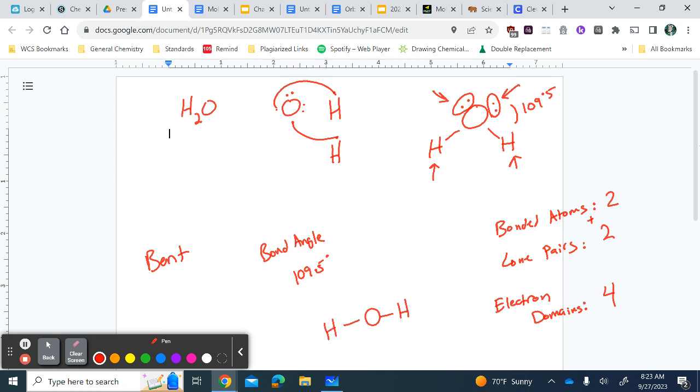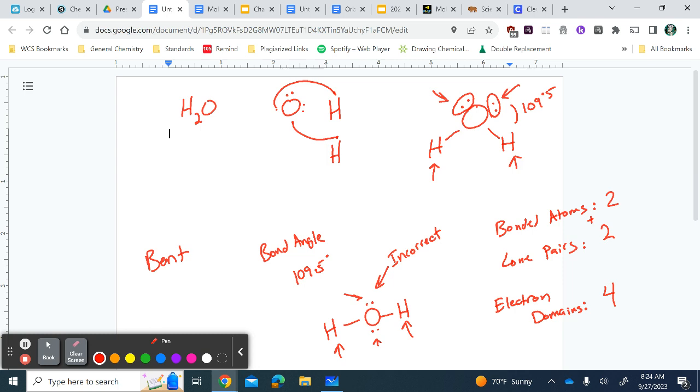Which is incorrect. If you draw your water like this, I will mark it wrong. The reason that this is incorrect is that this looks like a linear molecule, right? And if we give it the lone pairs that we already have around the water molecule, the difference is if you have 2 bonded atoms, these hydrogens, and you have 2 lone pairs, it has to look bent. It has to look like those lone pairs are pushing against the hydrogen atoms.